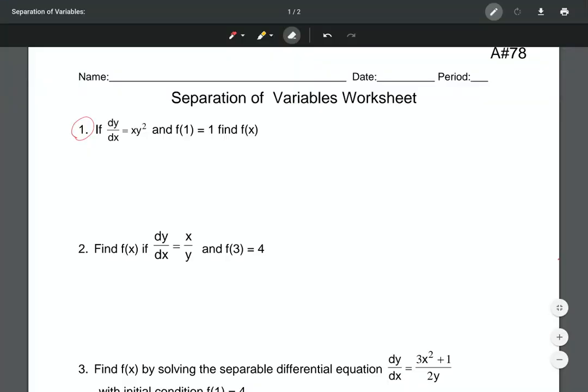All right, guys. So I received a few questions about 78 that I think could help everyone. Number one, for example, right? If we're gonna use separation of variables, the first thing we got to do here is we would basically multiply both sides by dx. So if I take it one step at a time, I would have something like this.